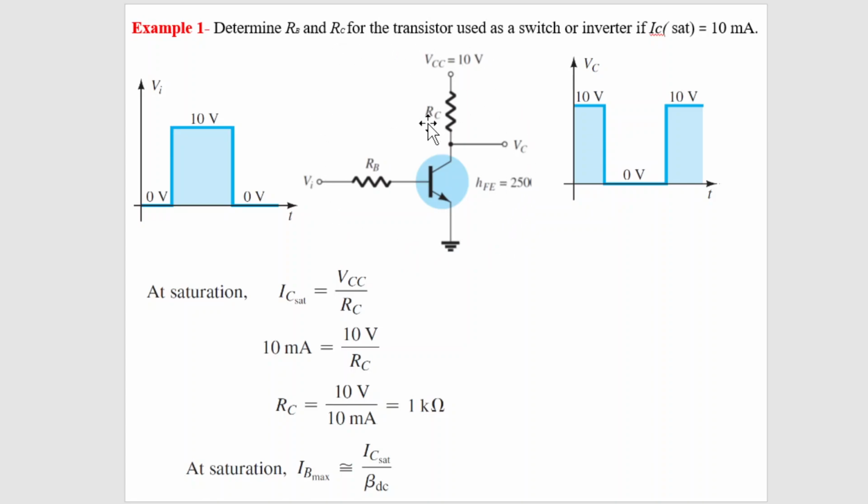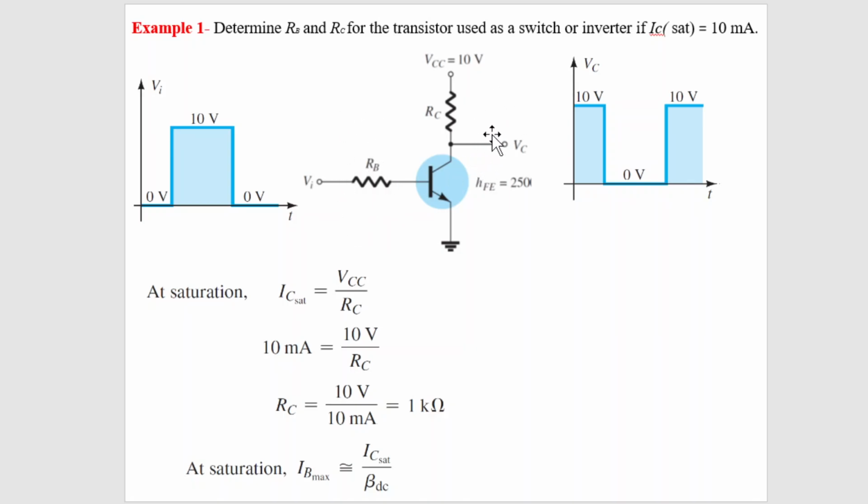Okay, but if you just measure the voltage at the collector, then this circuit is regarded as an inverter. So why is it an inverter? If you see here, when there is no input, when the input voltage is zero, then there is no base current. IB is equal to zero. When IB is equal to zero, IC is equal to zero.